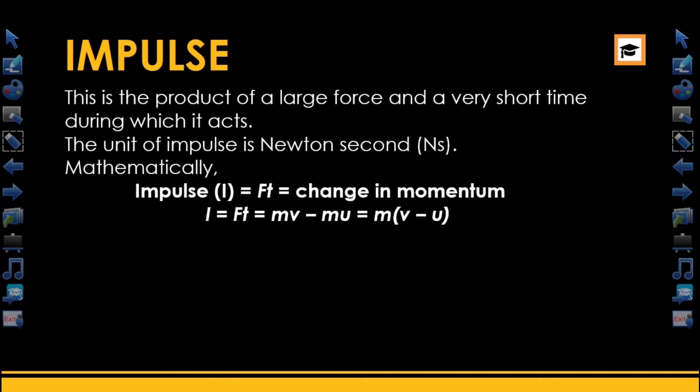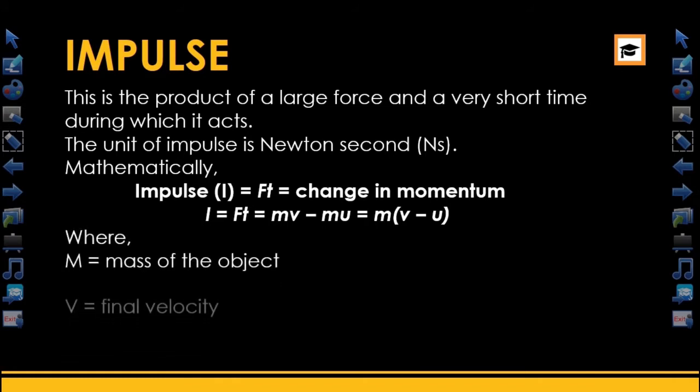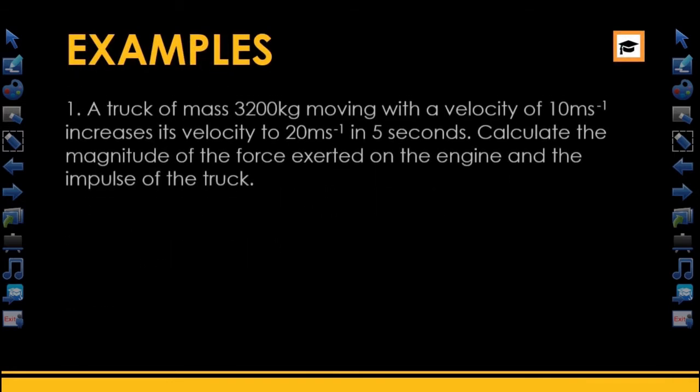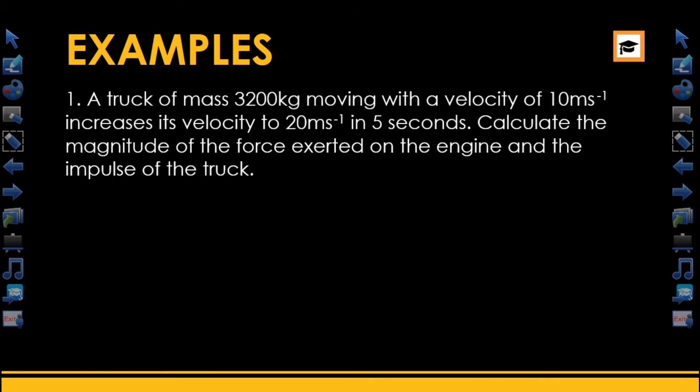Now, change in momentum will be discussed properly under the conservation of linear momentum. In terms of impulse, m is the mass of the object, v the final velocity, and u is the initial velocity. Now let's take a look at examples under impulse and momentum.